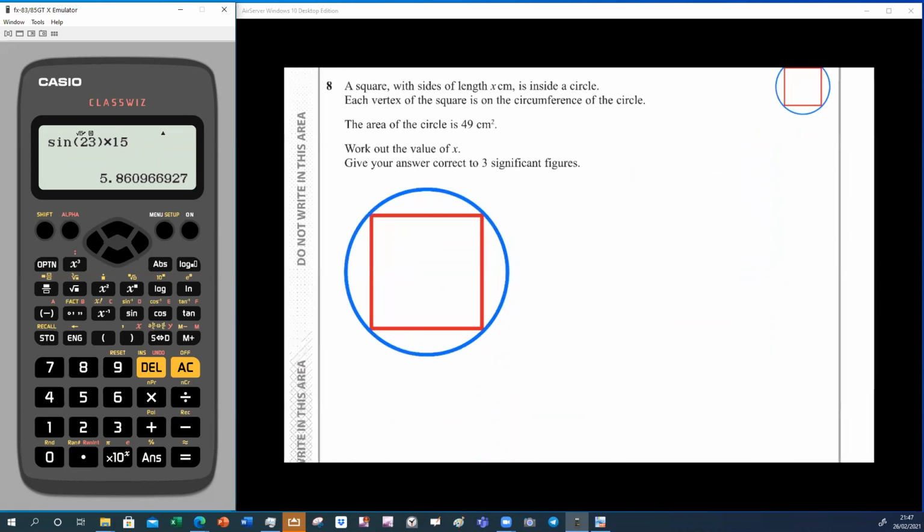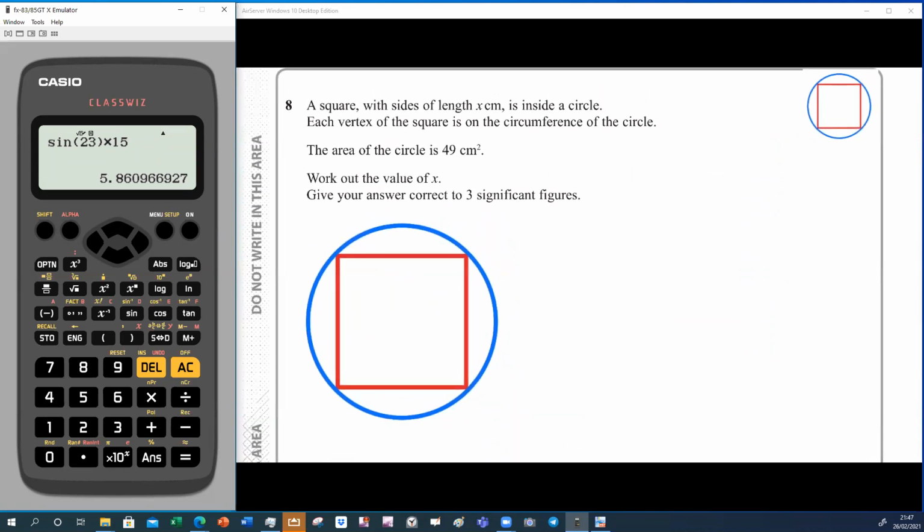Question number 8. Oh, this one looks nice. I think I drew that circle just to help me earlier because I was thinking how we do the question. Question number 8. Let's have Layla, please. A square with sides of length x centimeters is inside a circle. Each vertex of the square is on the circumference of the circle. The area of the circle is 49 centimeters squared. Work out the value of x. Give your answer correct to 3 significant figures.